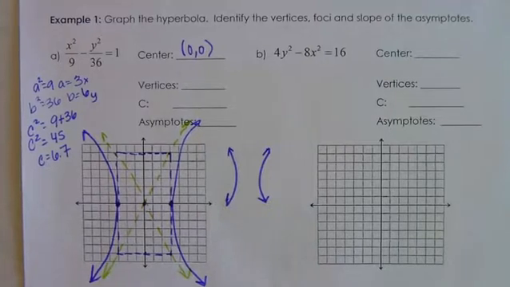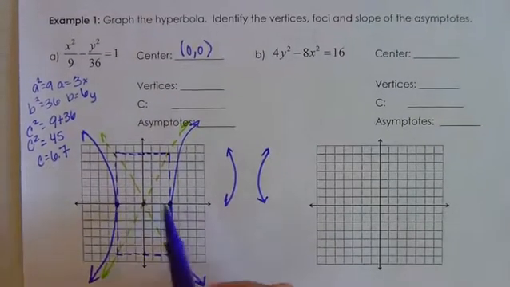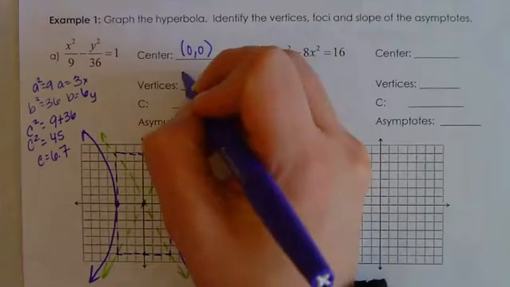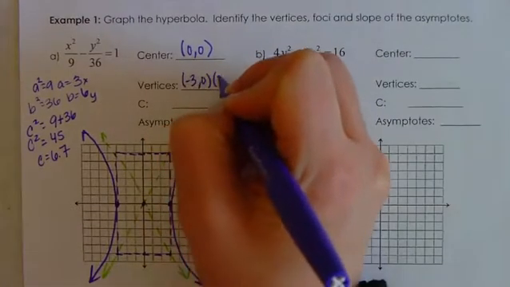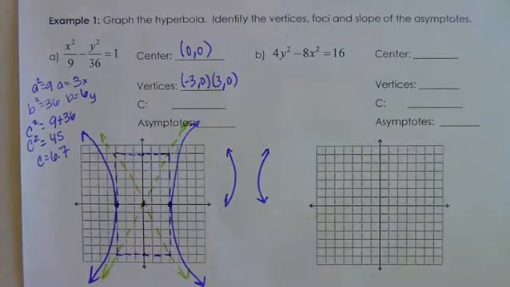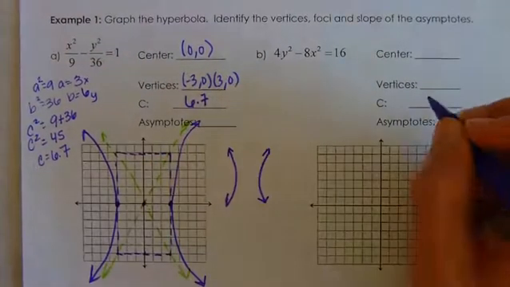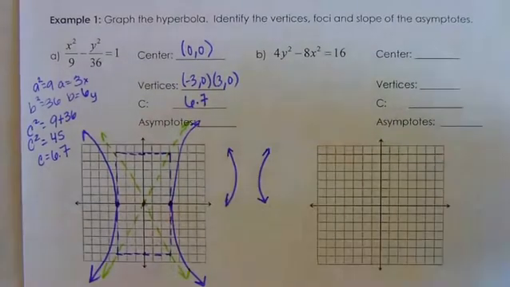So now if I want to go ahead and fill in all my important information, my vertices are going to be these 2 points right here, which I'll get from my graph as -3, 0 and +3, 0. My C value is where my foci are going to be, and that's going to be at 6.7. So we don't ask you for your foci here. I'm not really sure what happened with that, but we will graph it.